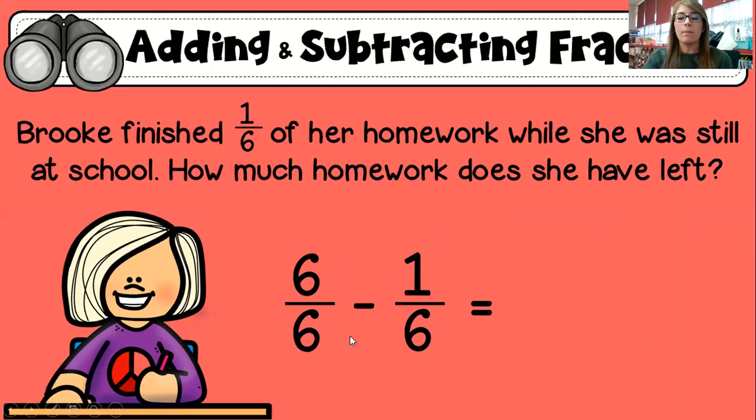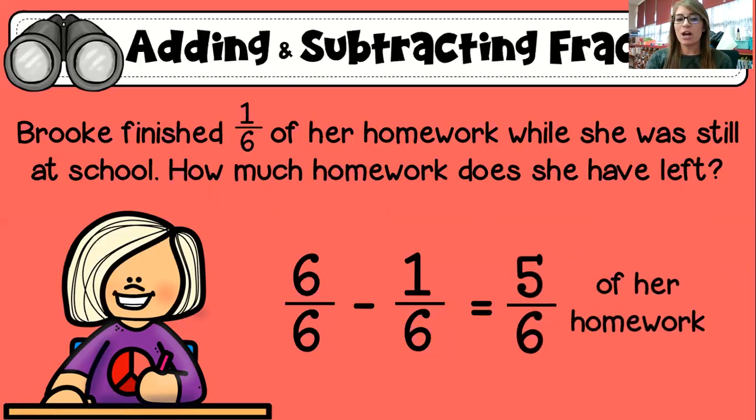Okay, so mental checklist. First thing, brain, are those denominators the same? Yes, they are. So because our denominator is the same, now we know we can focus on our numerators. 6 minus 1 is, very good, 5, and our denominator will stay a 6. So Brooke still has 5/6 of her homework that she is going to have to finish when she gets home.